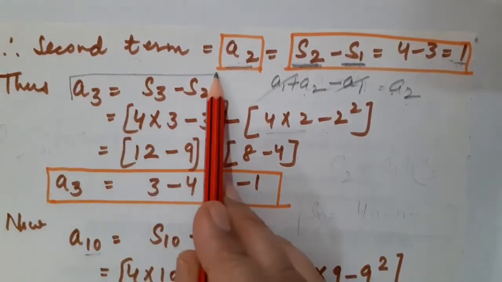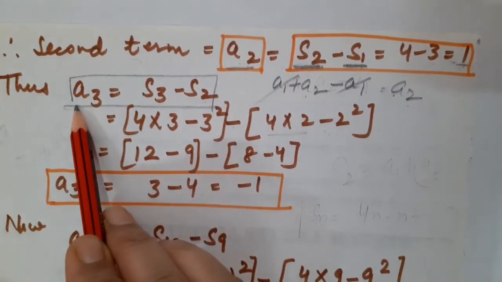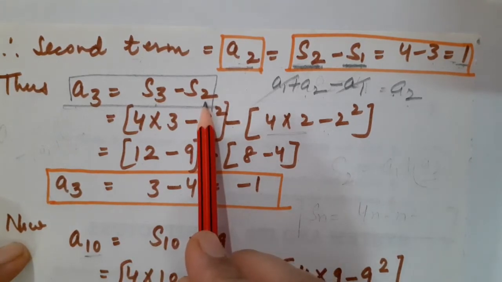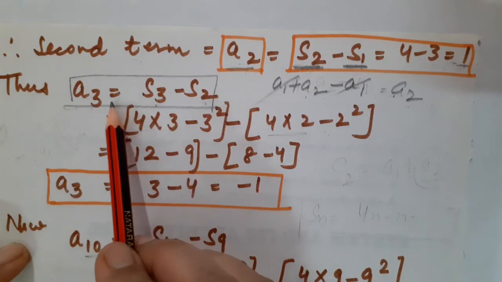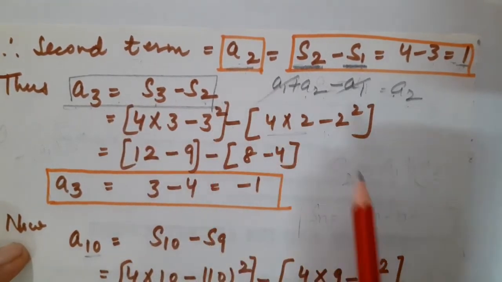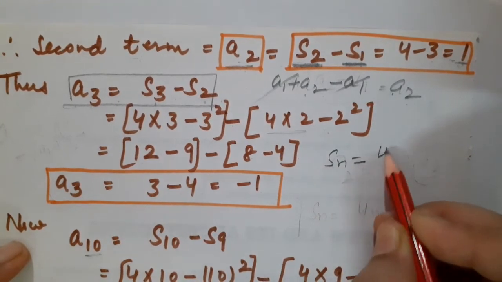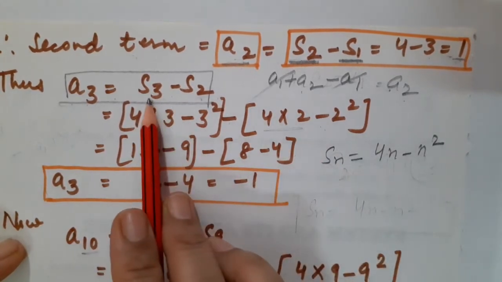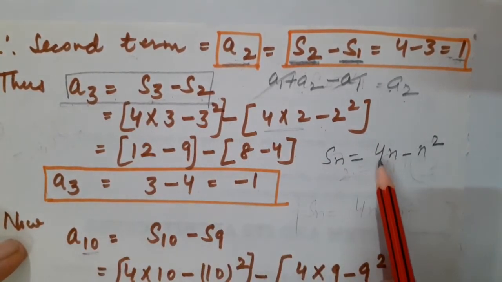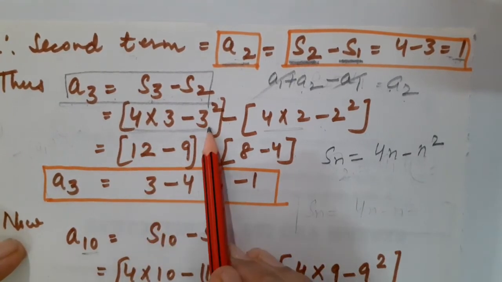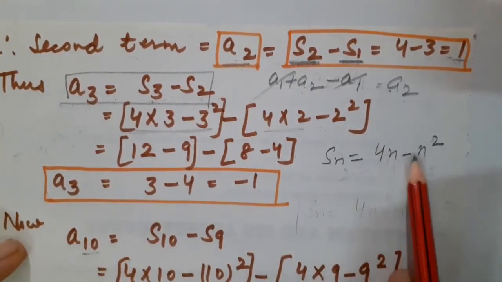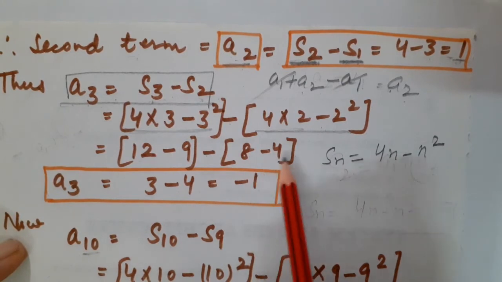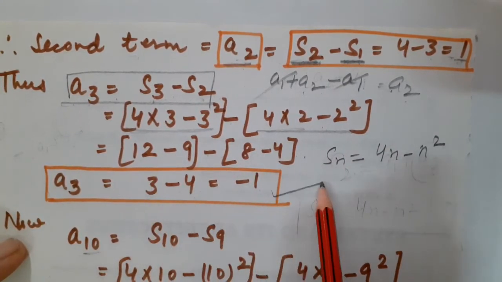Similarly, please recall these formulae first. How to calculate the third term when you know the sum of the first three terms as well as the sum of the first two terms. Correct? So, A3 is equal to S3 minus S2. And what was Sn given in the question? Sn was 4n minus n square. So in place of n I am writing 3 because I have to calculate S3. It would become 4 into 3 minus 3 square. Look. Minus S2, that is 4 into 2 minus 2 square. Here it is written. Simplify them. 12 minus 9 minus 8 minus 4. That is 3 minus 4 is equal to minus 1.